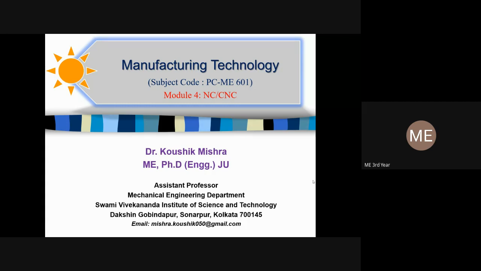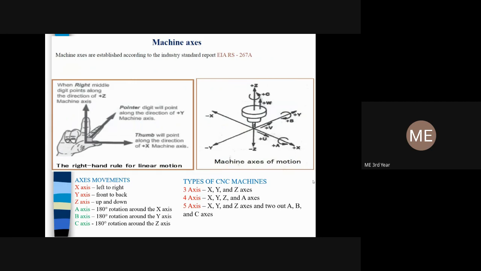In the last two classes, we have already discussed some history behind CNC and NC. What is the working principle? What are the different components related to NC and CNC? What are the advantages, disadvantages, applications, and all? Now, in the third class, we are going to discuss some basics of CNC, which is on coordinates.